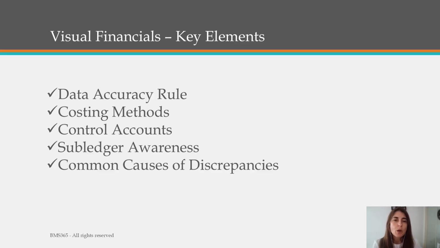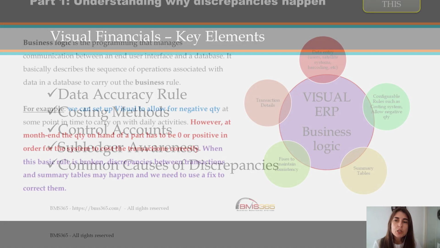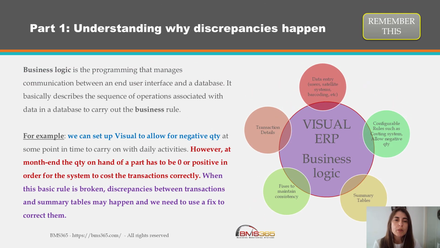The key is knowing why these discrepancies happen and which tools can help you get to the root of the problem fast. Here's a big one. The system can't cost accurately unless the right data rules are followed. When those rules are broken, we need to clean it up right away.